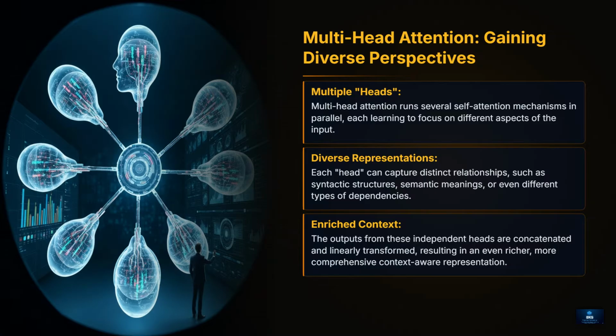One self-attention mechanism is good, but multiple are even better. Multi-head attention is like having several experts analyzing the same data, each from a unique perspective. One head might focus on grammar, another on meaning, and so on. By combining these diverse insights, the model forms an incredibly rich and nuanced understanding.